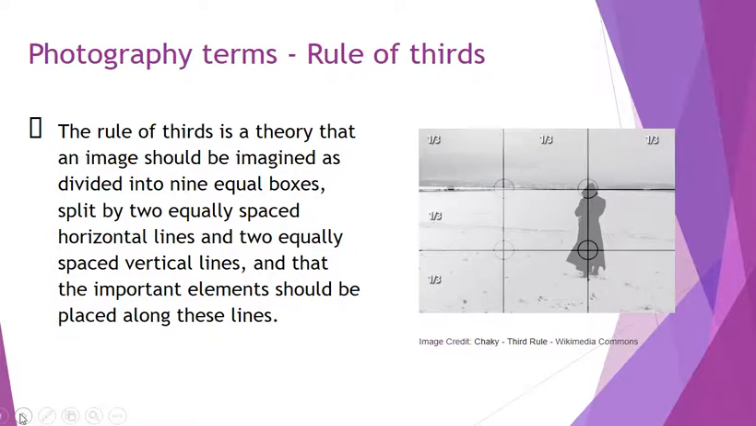So, photography terms, the first one that we're going to go over is rule of thirds. It's a theory that an image should be imagined as divided into 9 equal boxes. You can see those boxes, the horizontal and the vertical lines, and you can see that the point of horizon is perfectly on that third line, and the person is stood vertically perfectly on that third line going that way. Okay, so please keep that into account when you are taking these pictures.